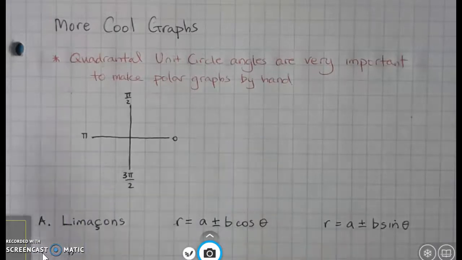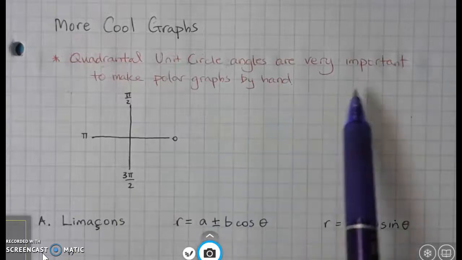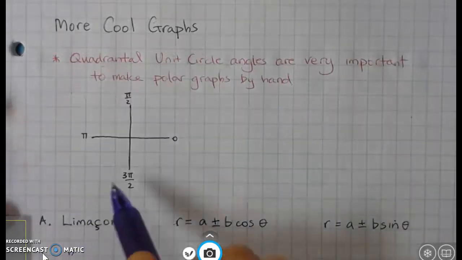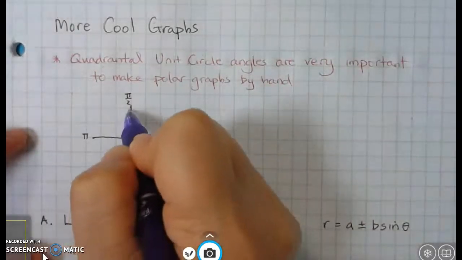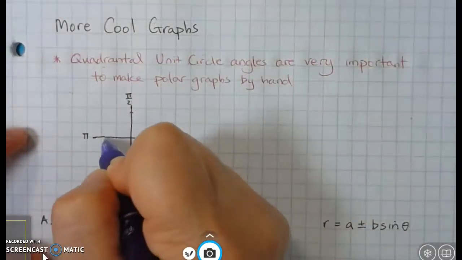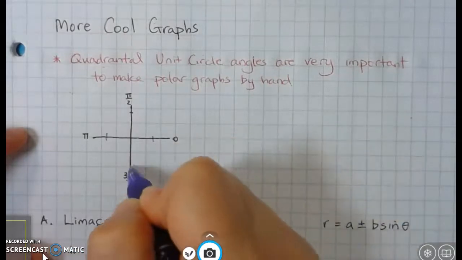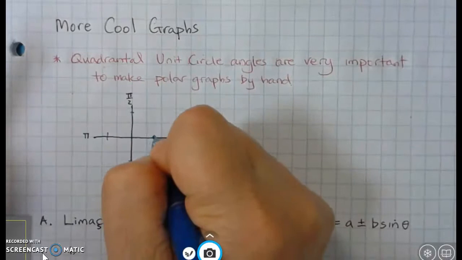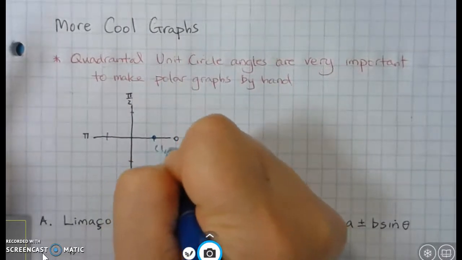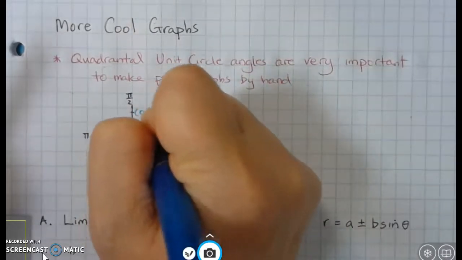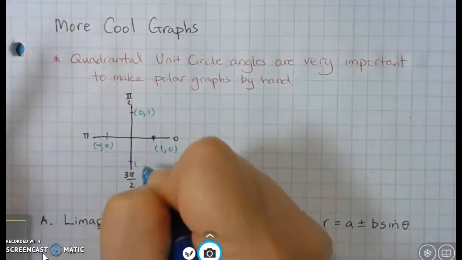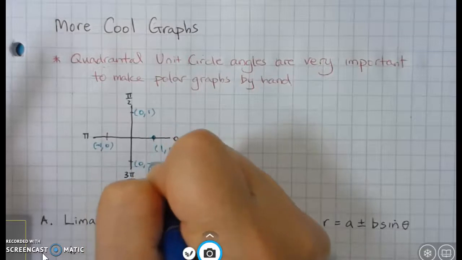Before we do that, I do want to mention the quadrantal unit circle angles because they are very important to make the polar graph by hand. So by that, what do we mean? Well, if I have my unit circle, going back to our trigonometry, remember the unit circle will look like this. My coordinates here will be (1, 0), (0, 1), (-1, 0), and (0, -1).